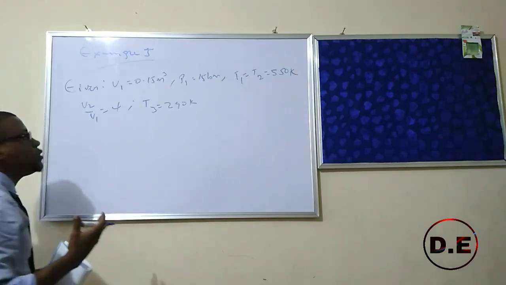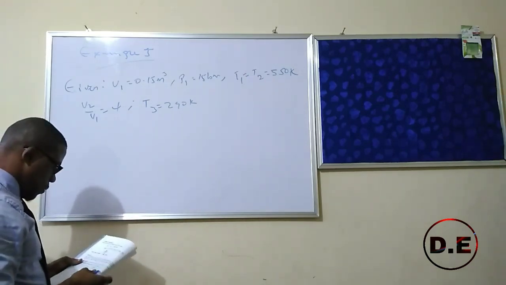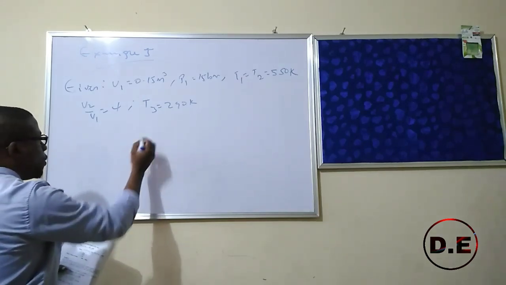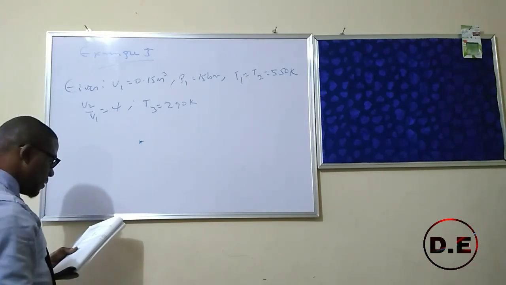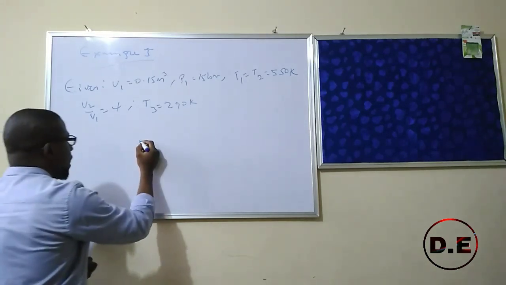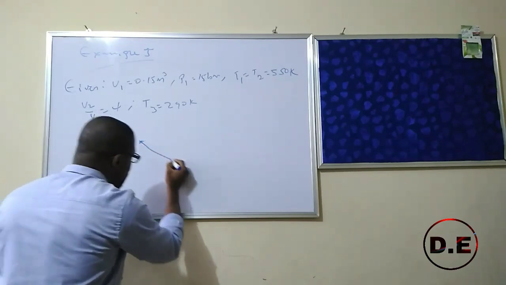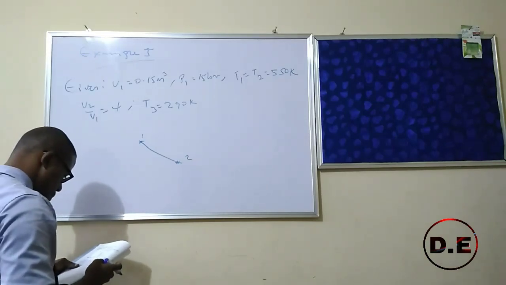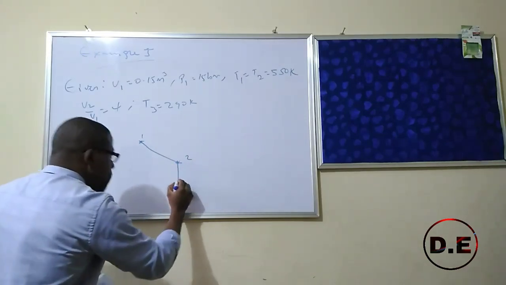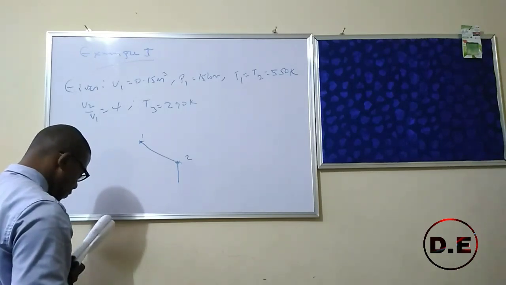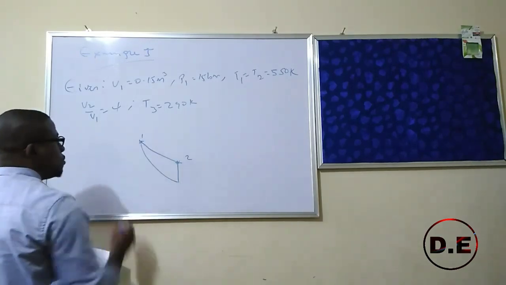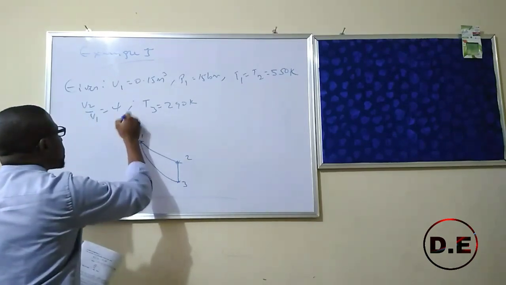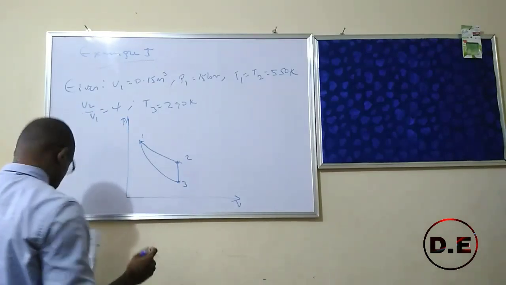So now, having written the given, we'll try to draw the cycle. The cycle says an ideal gas at a pressure was expanded isothermally, state 1, state 2, and then cooled at constant volume and compressed back polytropically to state 1. So this is the PV, pressure volume diagram.